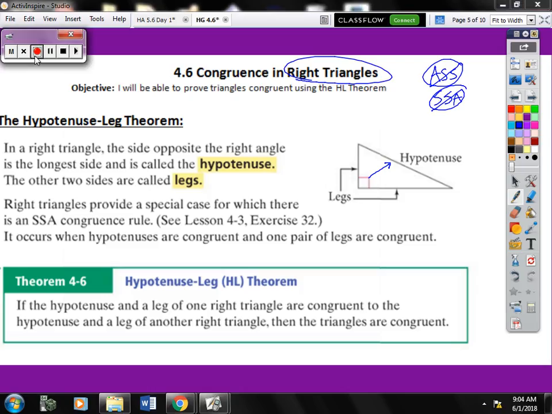All right, so we learned that ASS and SSA were not ways that we can prove triangle congruence, right? Bad word, forwards, backwards. However, we are going to learn today the hypotenuse leg theorem. If you were to look at two triangles that were congruent by the hypotenuse leg theorem, let's just sketch two right triangles.